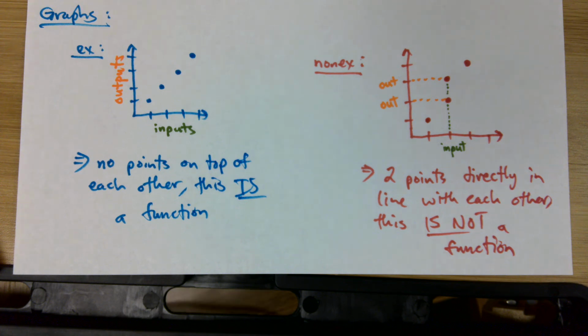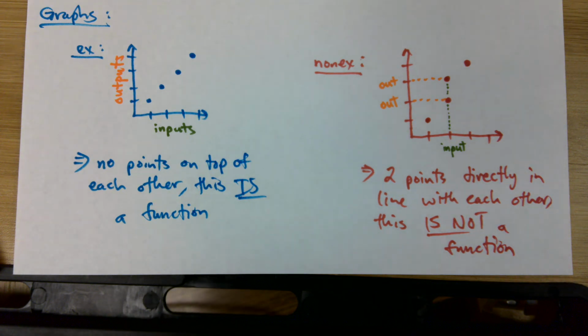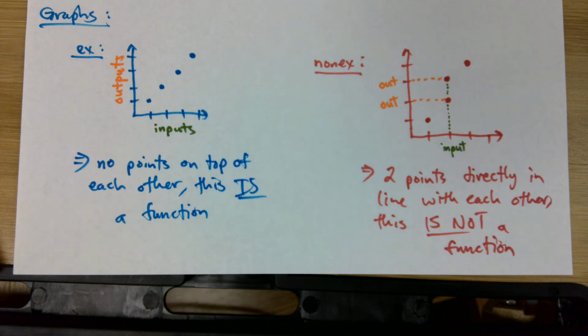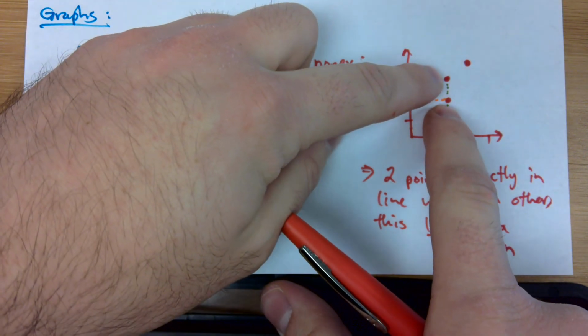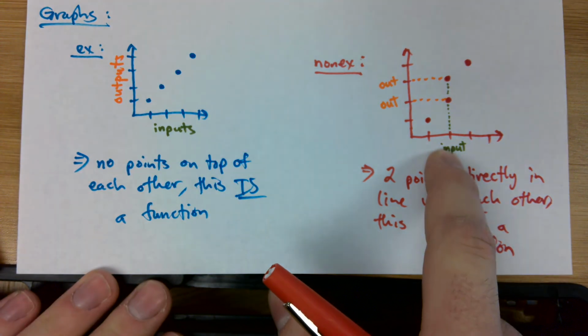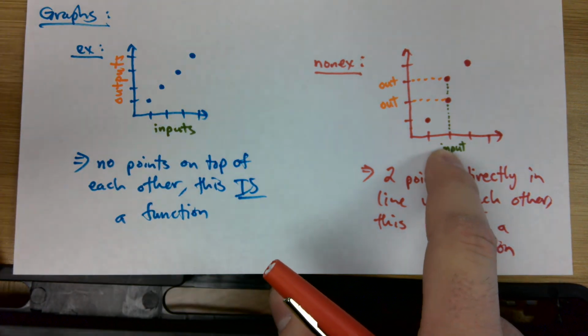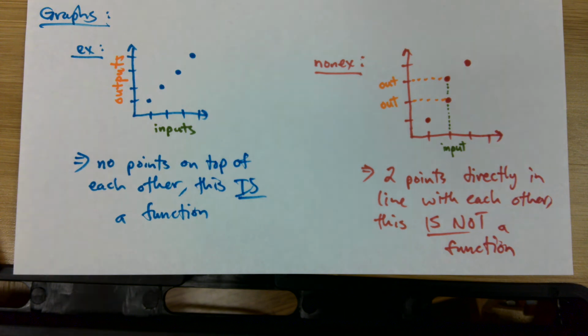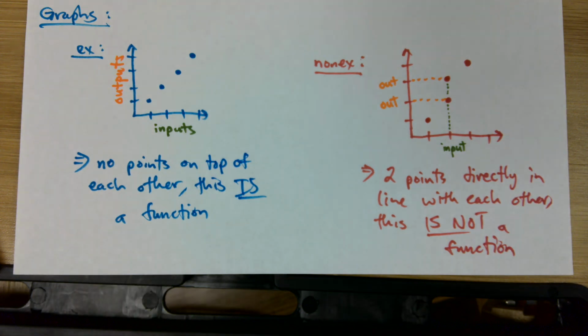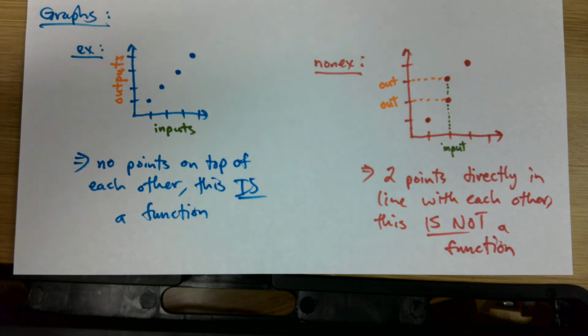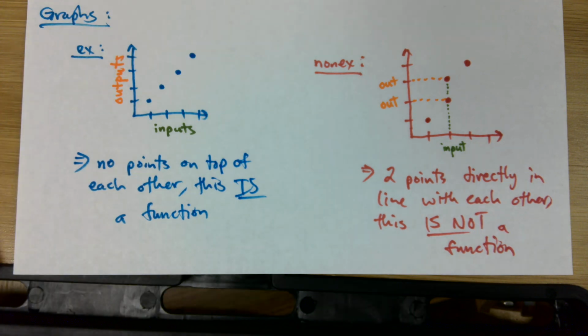In IXL, you're going to see some of these graphs where the dots look pretty spread out, kind of like a scatter plot, right? What you're looking for is 2 points that share an x coordinate. That's what I mean by they're on top of each other. They're directly in line with each other vertically. That's not going to be a function. All right? Any questions about these three items we looked at? Ordered pairs, mapping diagrams, and graphs.